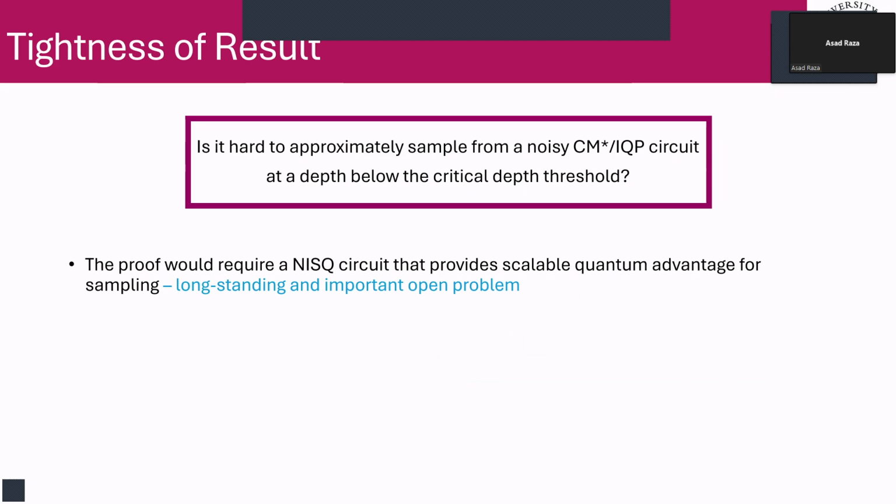I see. And is it known that in the noiseless case, sampling on average case is still hard? Yes. In the noiseless case, there are even constant depth IQP circuits which are hard to approximately sample. In the average case? In the average case, yes. Oh, okay, cool.